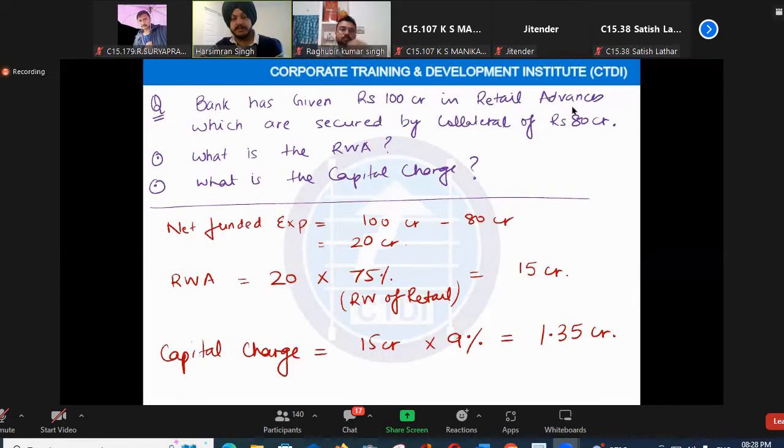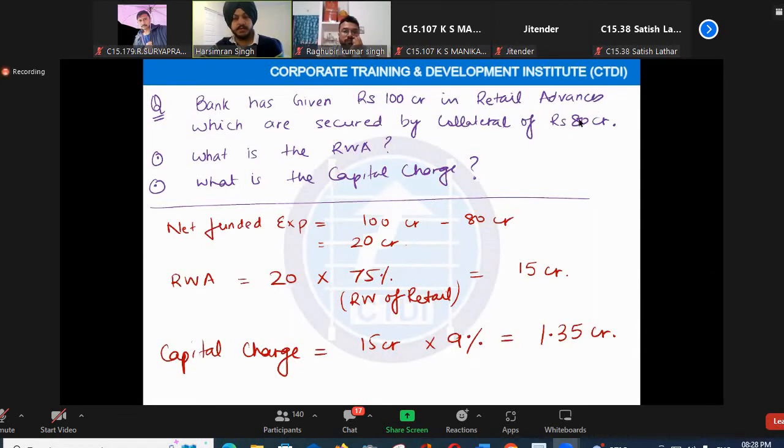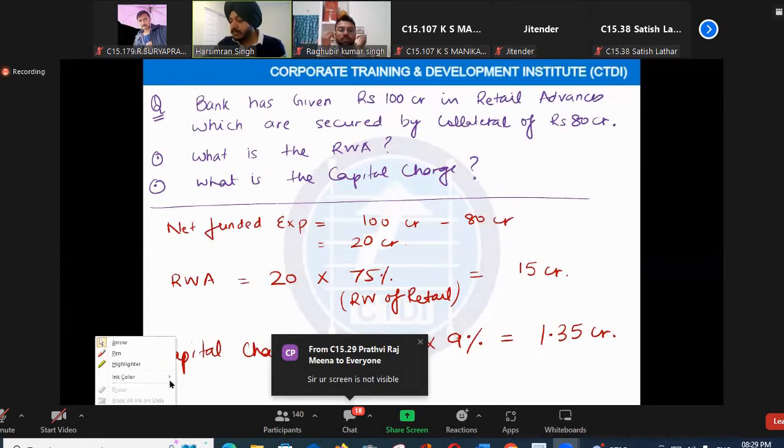Bank has given 100 crore in retail advances. Against these 100 crores, you have taken a collateral of 80 crores. First question is, what is RWA? What is the capital charge? Now, whenever you have to calculate the RWA, what is the formula of RWA? The formula of RWA is risk weight multiplied by the asset is equal to RWA.